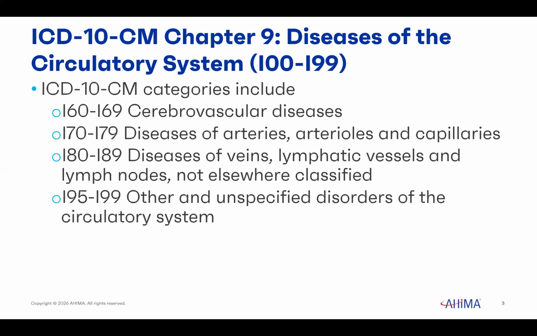These also cover cerebrovascular diseases, I60 through I69. I70 through I79 includes diseases of arteries, arterioles, and capillaries. I80 through I89, diseases of the veins, lymphatic vessels, and lymph nodes, not elsewhere classified. And then I95 through I99, other diseases of the circulatory system.